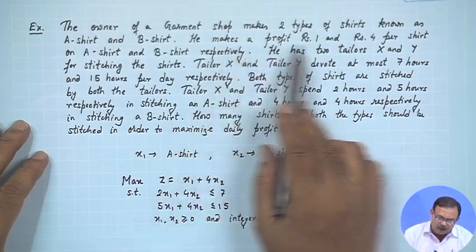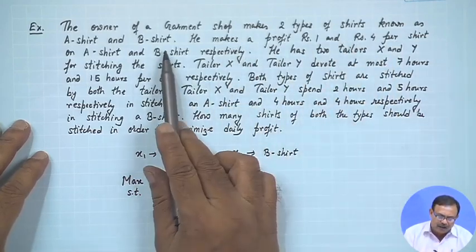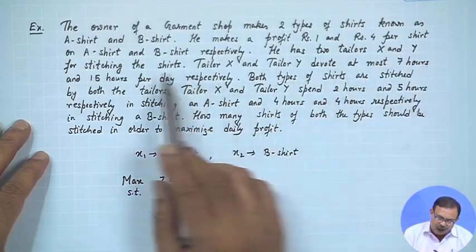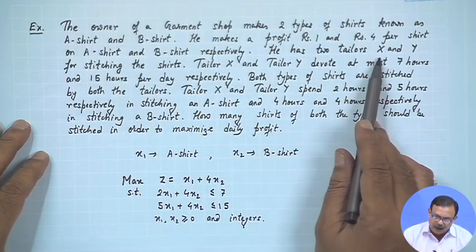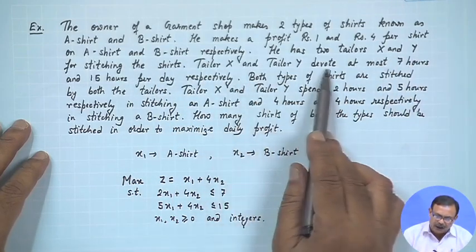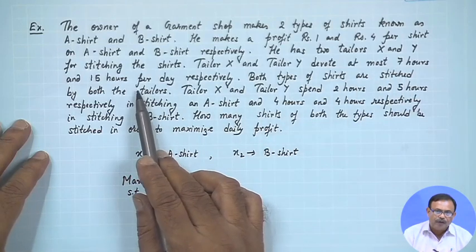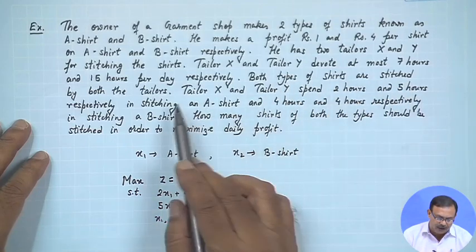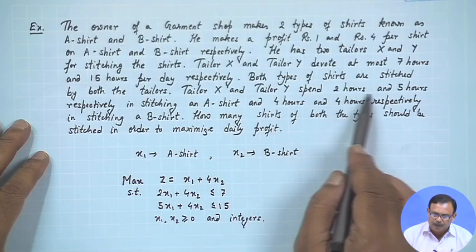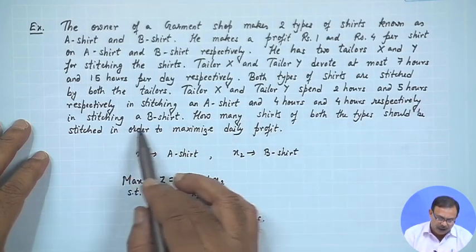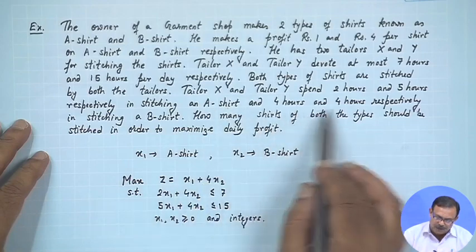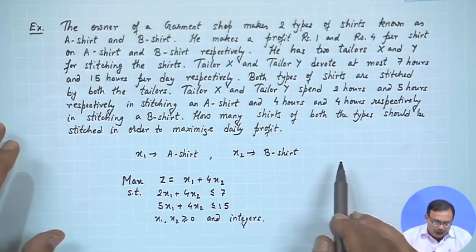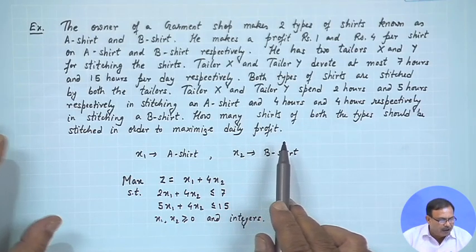The owner of a garment shop makes two types of shirts, known as A shirts and B shirts. He makes a profit of rupees 1 and rupees 4 for A shirt and B shirt respectively. He has two tailors X and Y. Tailor X and Y devote at most 7 hours and 15 hours per day. Both types of shirts are stitched by both tailors. Tailor X and Y spend 2 hours and 5 hours respectively in stitching the A shirt, and 4 hours and 4 hours for a B shirt. So, how many shirts of both types should be stitched in order to maximize the daily profit?